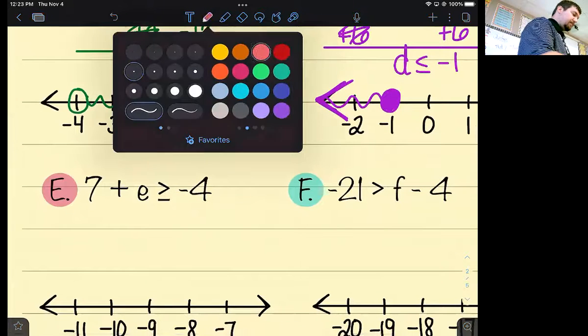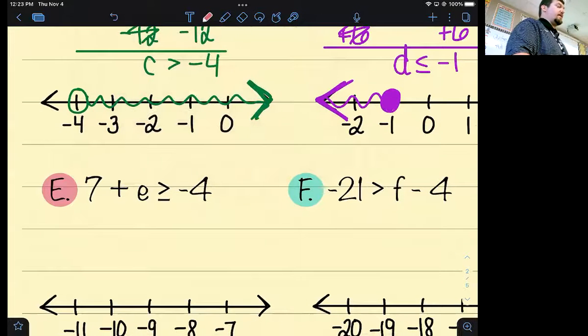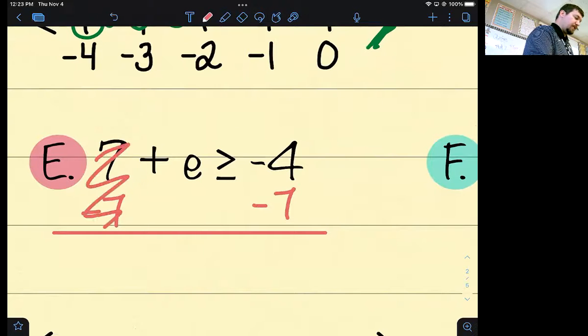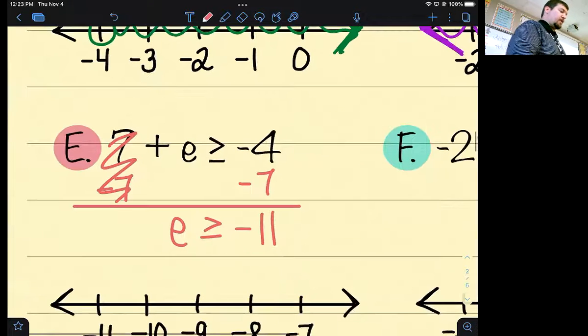Example E. 7 plus E is greater than or equal to -4. Izzy, go ahead and take this one for us. Good. And when you do that, the 7's no longer there, and so it's just E. And Izzy, -4 and -7 are going to join forces or go to war? Correct. So how many negatives will it make if they join forces? Perfect. So E is greater than or equal to -11. Remember that when you join forces, you don't switch teams. You stay negative when you're joining. Two negatives do make a positive when you're multiplying and dividing. That's not what we're doing today, though.